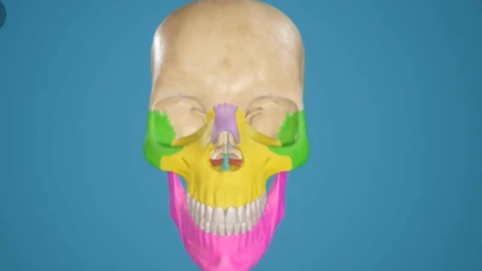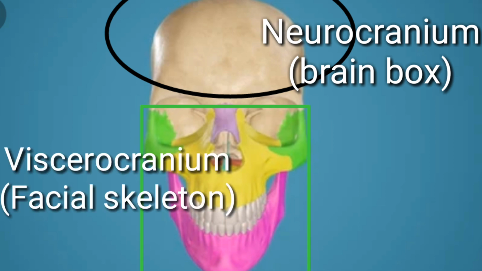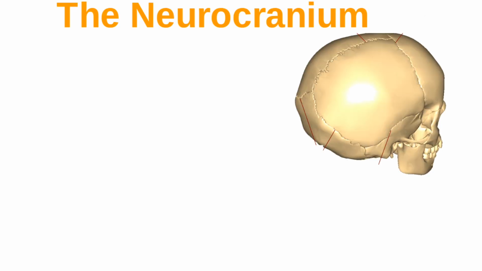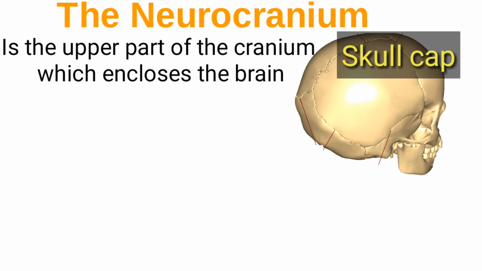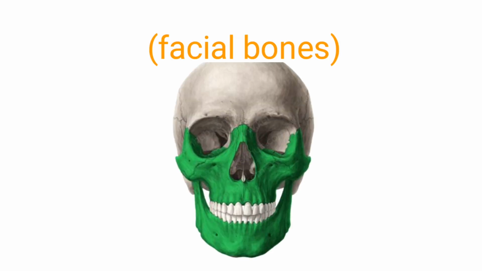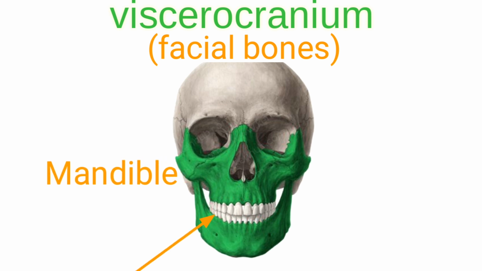Parts of the skull. The skull can be divided into two main parts: the neurocranium or brain box, and the viscerocranium or facial skeleton. The neurocranium. The neurocranium is the upper part of the cranium which encloses the brain. It consists of the skull calvaria, that's the upper part, and the base, that is the lower part. Viscerocranium. The viscerocranium or facial bones consists of the rest of the skull and includes the mandible.